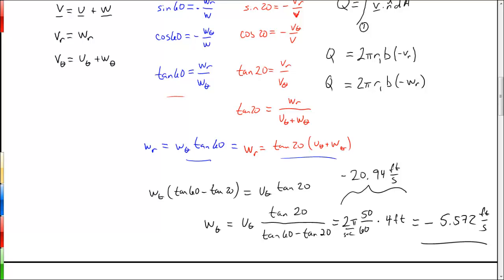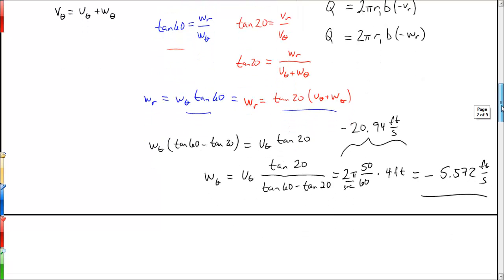So we know W theta, which means we know WR is equal to W theta times tangent of 60. And so that's going to be equal to minus 9.65 feet per second.